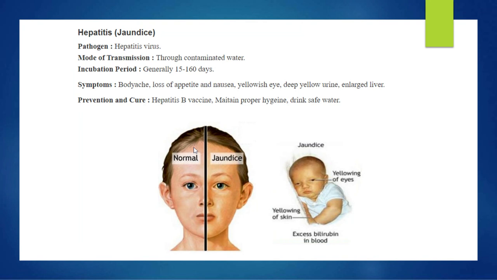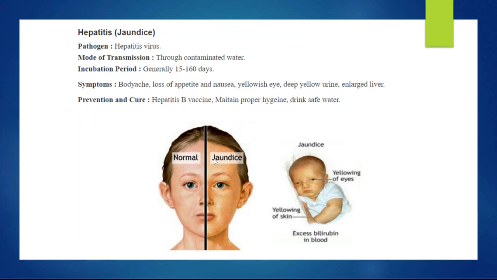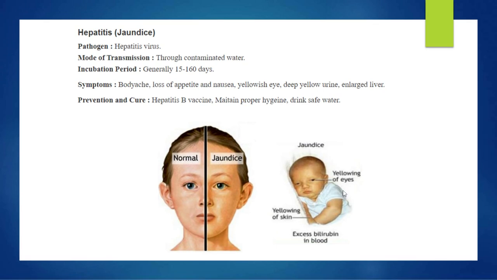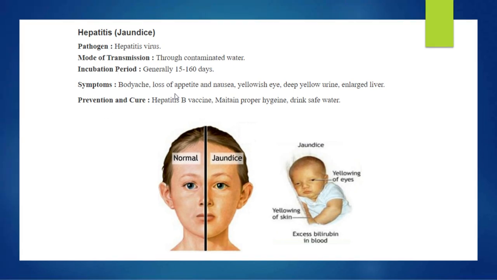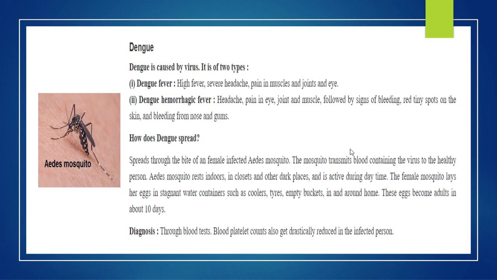You see the structural differences. This is the normal part. This is the jaundice, yellow in color. Yellowing of the eyes or yellowing of the skin are the symptoms of jaundice. Jaundice is a dangerous disease because it completely affects the liver. Okay. Yes. So next see the dengue fever.